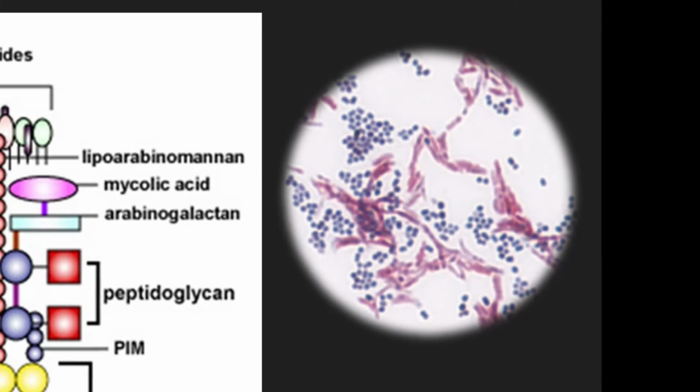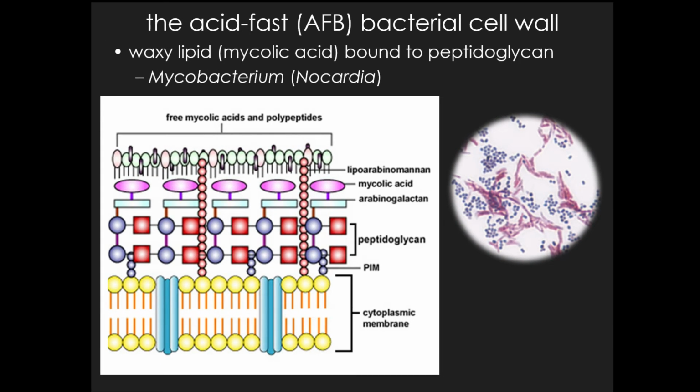Now, this is not common. Having mycolic acid is not common. It's found in the genus Mycobacterium and also in the genus Nocardia. The most famous acid-fast bacterium is Mycobacterium tuberculosis, which of course is the causative agent of tuberculosis.